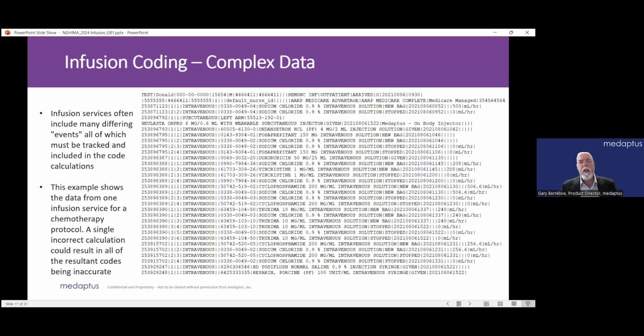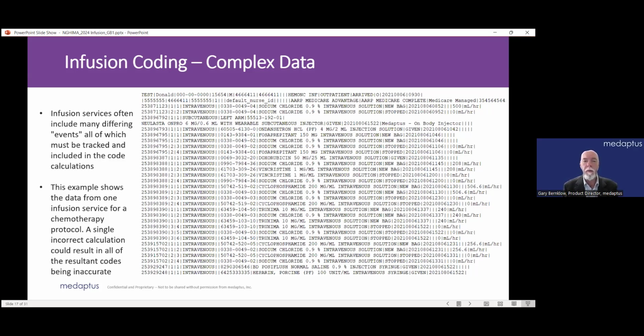So just to give you an example of how complex an infusion billing calculation is, this is an actual data set from an EHR showing one fairly complex infusion, right? And you can see on these line items, it's made a little bit easier to read. This is an actual data extract. And you can see if you look to the far right a little bit, some things listed as new bag, stop, given, new bag. Those are events in an infusion. And as I mentioned earlier, you have to take into consideration all of the events for any drug given.